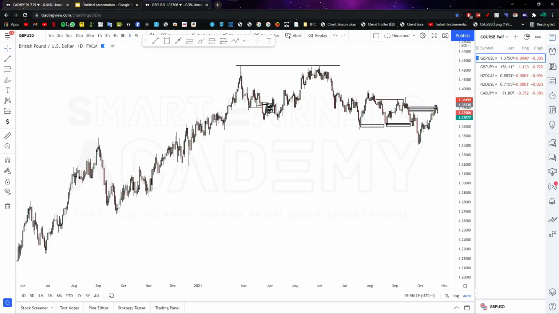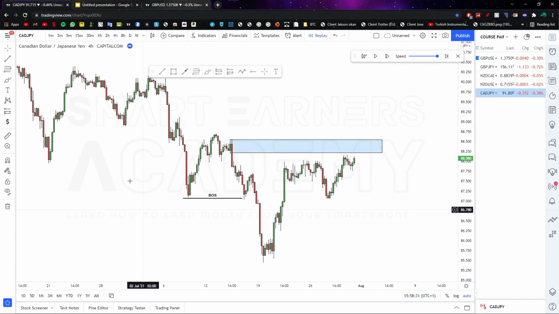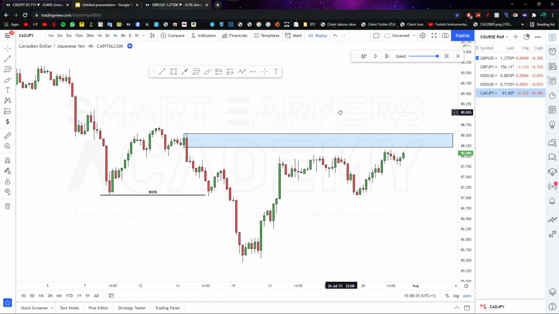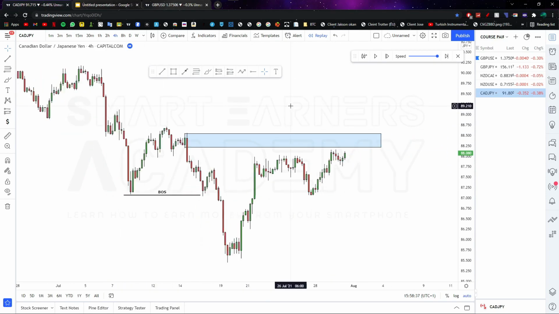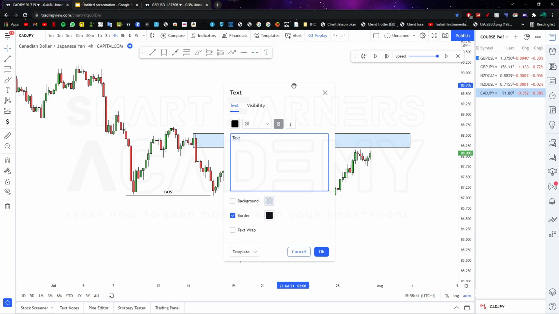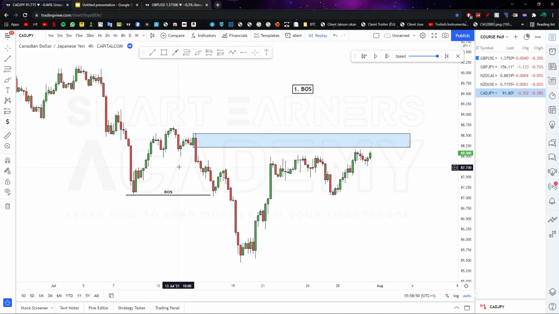If I begin with our previous example on CAD JPY, we're going to go through all of our order block rules. First of all, we're going to look for the break of structure, and I'll begin to write these down as we continue. So first we have the break of structure. I'll just label that as BOS, as you can see that I've got here.